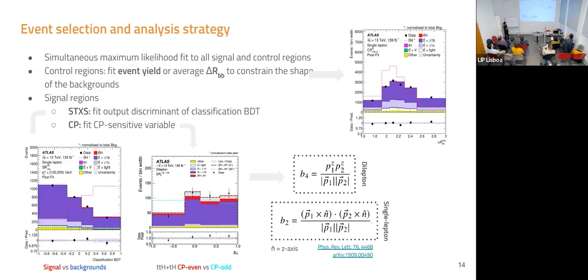Here you see an example. This is a variable called B4. And here instead what you see is the separation between TTH and TH CP even, which is the red dashed line, and the CP odd, which is the blue dashed line.